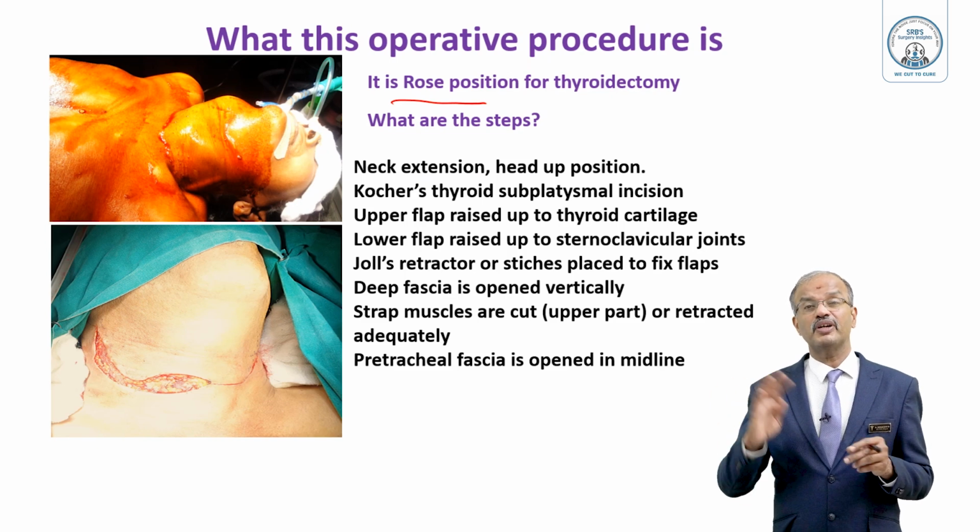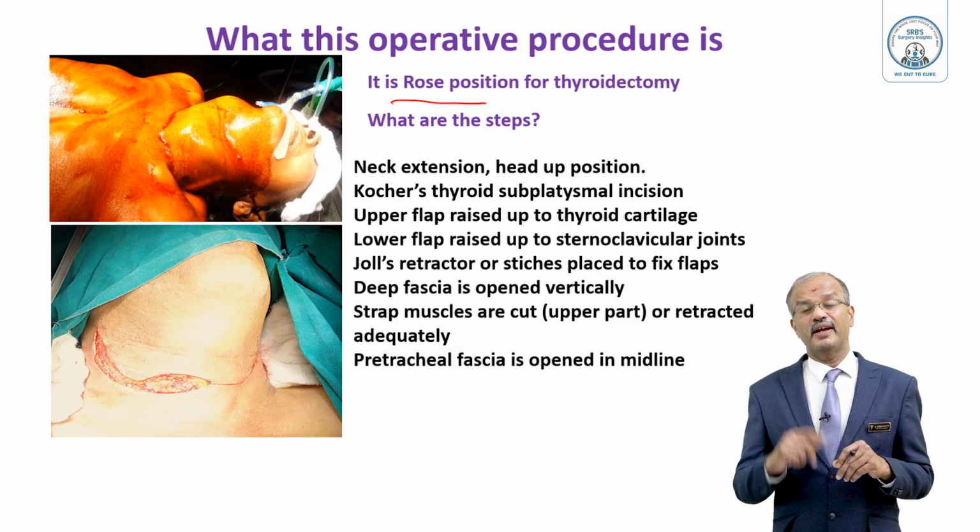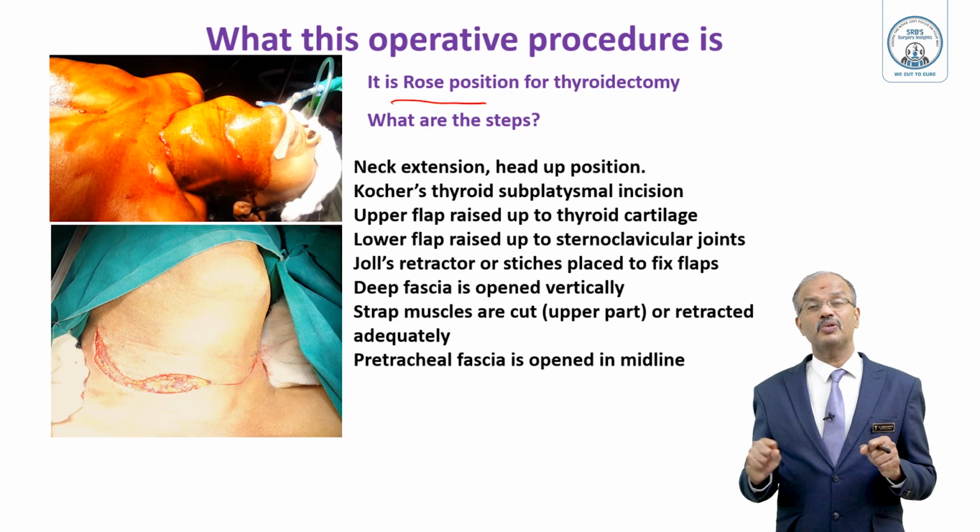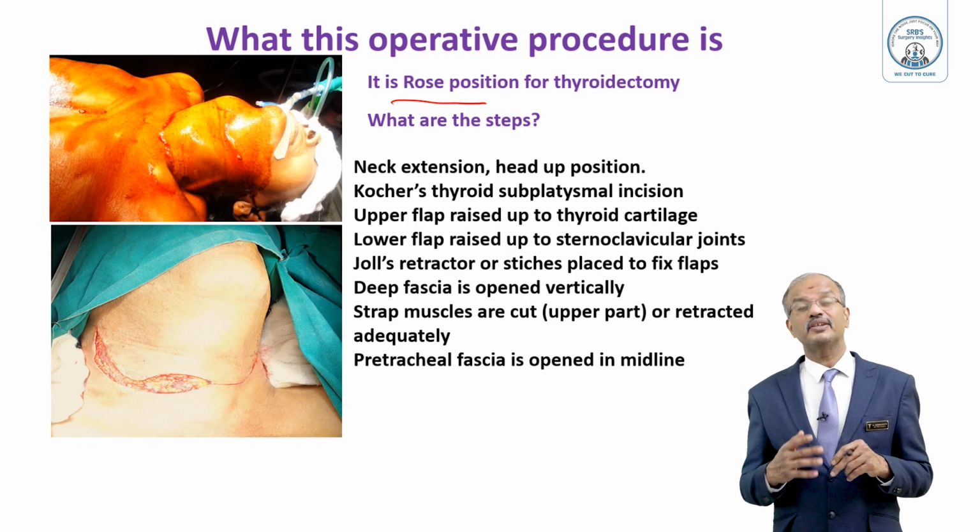Medialize the thyroid. Identify the middle thyroid vein. Middle thyroid vein is there. There is no middle thyroid artery. It is short, stout, joins the IJV, and ligate it. Double ligation you have to do. Sometimes the middle thyroid vein may be absent. Then the superior thyroid pedicle has to be ligated.